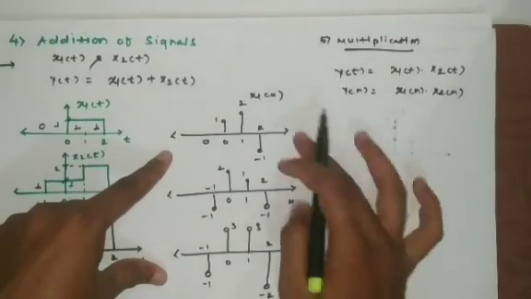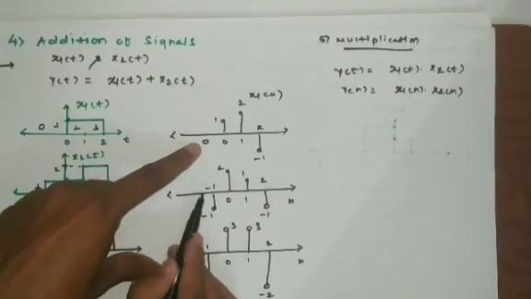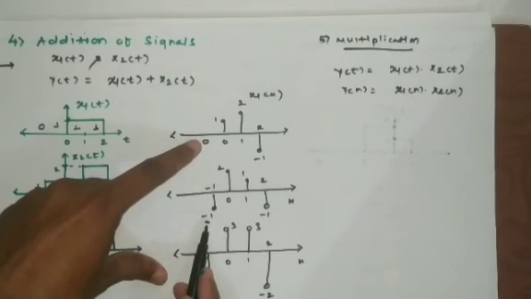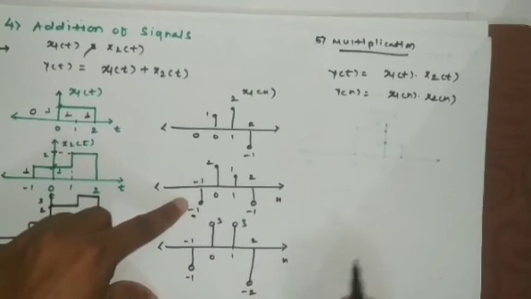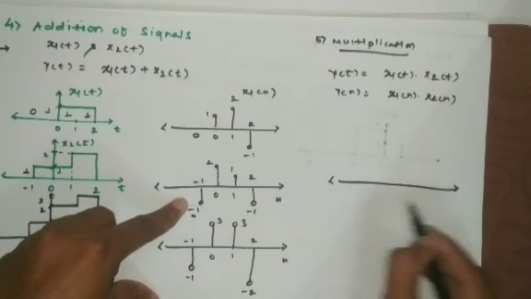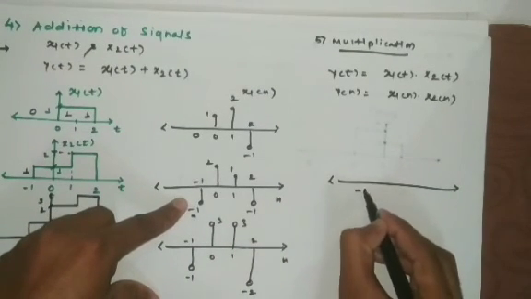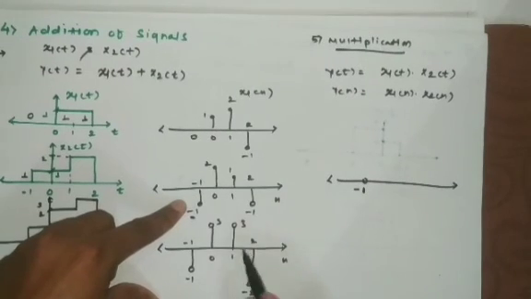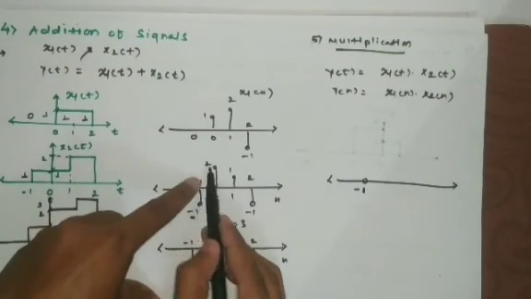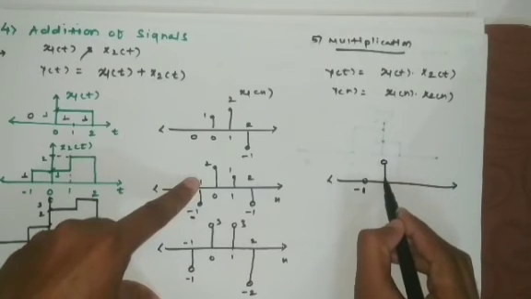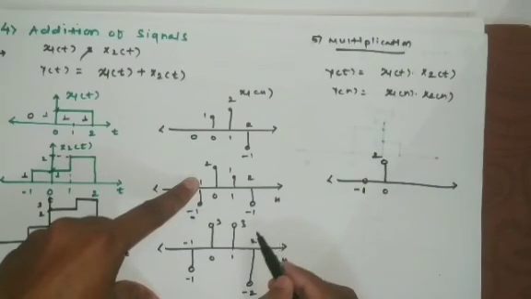So if you see for minus 1, here the amplitude is minus 1. Here it is not defined, so amplitude is 0. 0 into minus 1, definitely 0. That means in case of this, we'll get for minus 1, the amplitude is 0. Next for 0, here the amplitude is 2, here it is 1. 1 into 2 is going to be 2. That means for 0 the amplitude is 2.